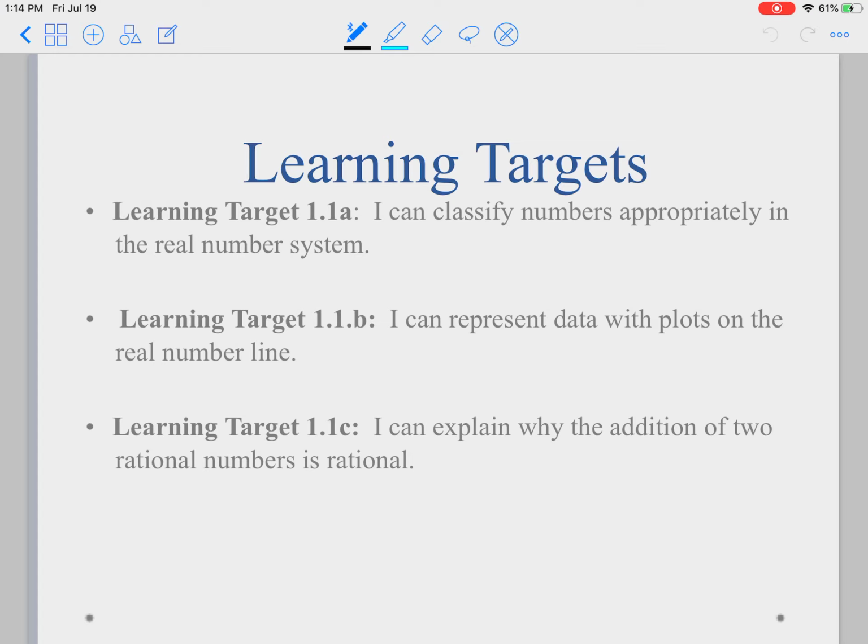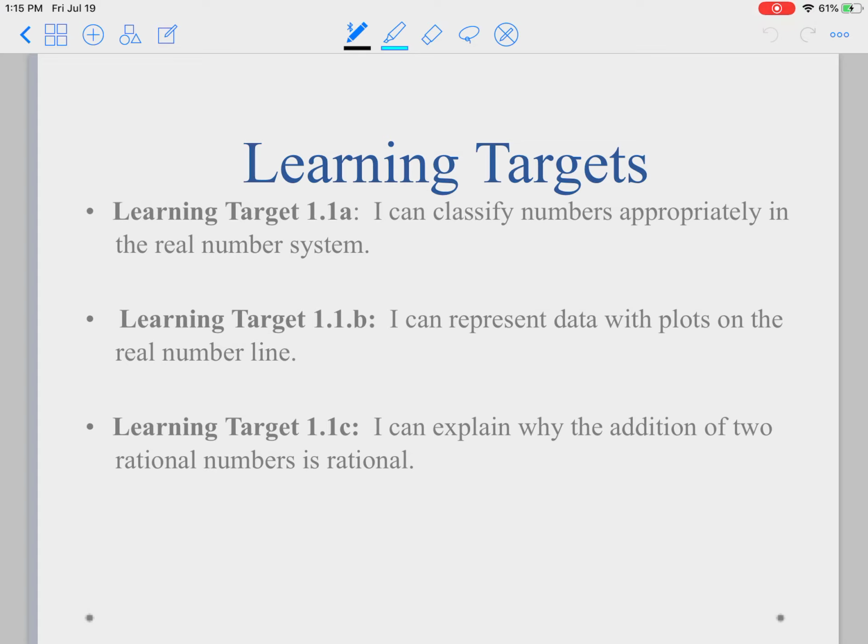Now notice this is classify. So given a set of numbers, you will be able to, again, classify them appropriately in specific categories, which we'll learn to call these category sets. Learning target 1.1b is I can represent data with plots on the number line. You may be familiar with a number line showing the different numbers, again, that we will be classifying. So we're going to take these numbers that we're classifying and we're going to be placing them on a number line with plots representing data, but also in their appropriate location.